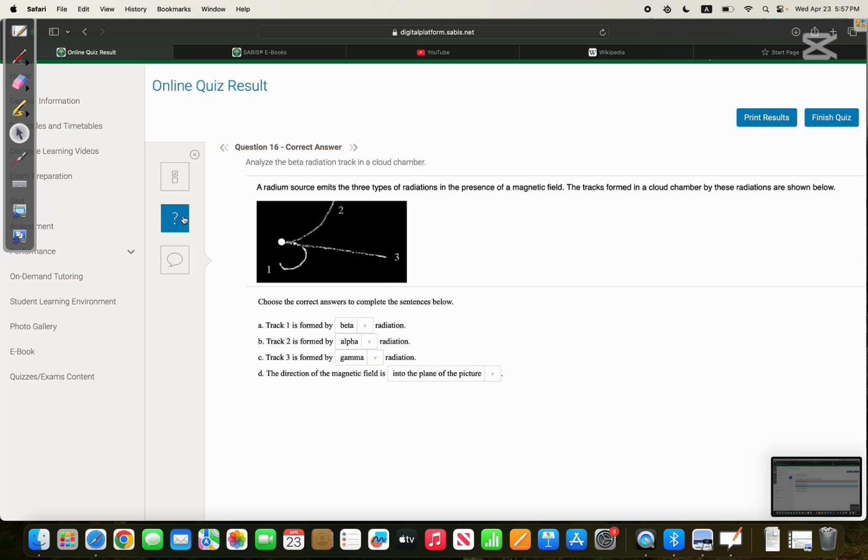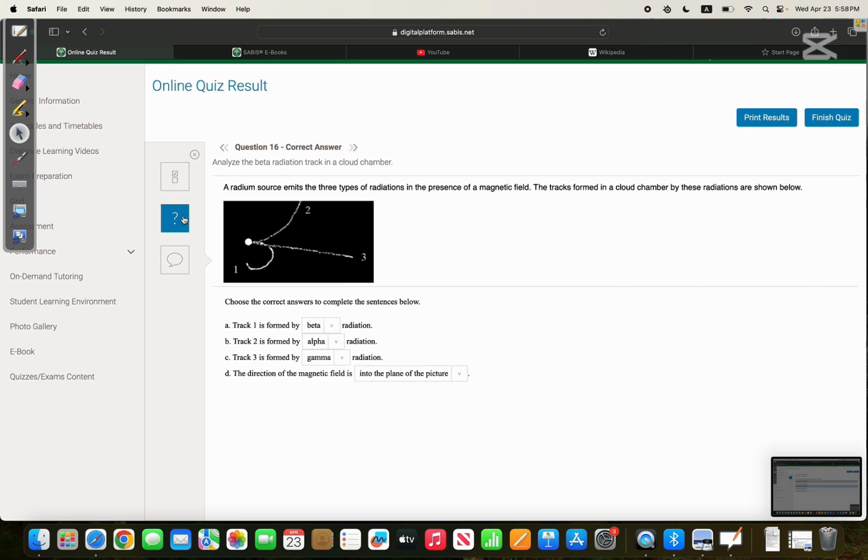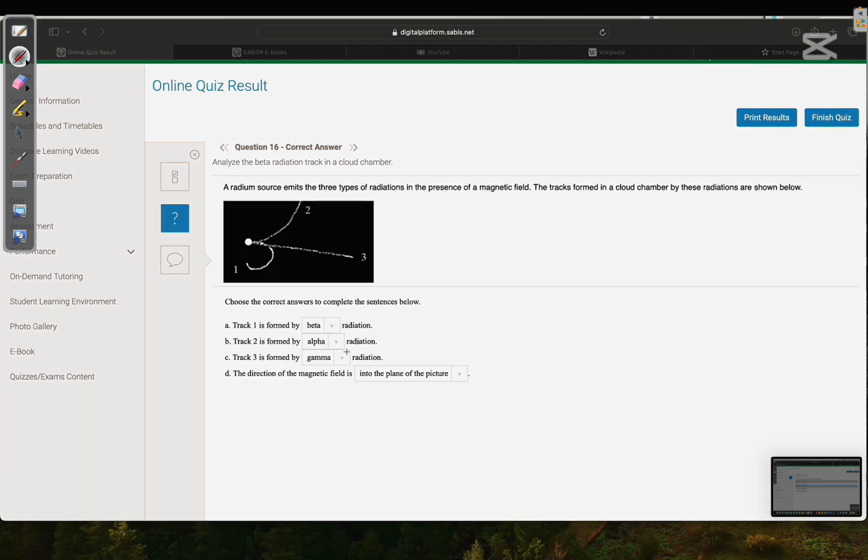Number 16. A radium source emits three types of radiations in a magnetic field. The tracks formed in the cloud chamber by these radiations are shown below. We have to memorize that if it's into the plane of the picture, this will be gamma. Alpha will be like this, while beta will be curved like this, which is what is right here.